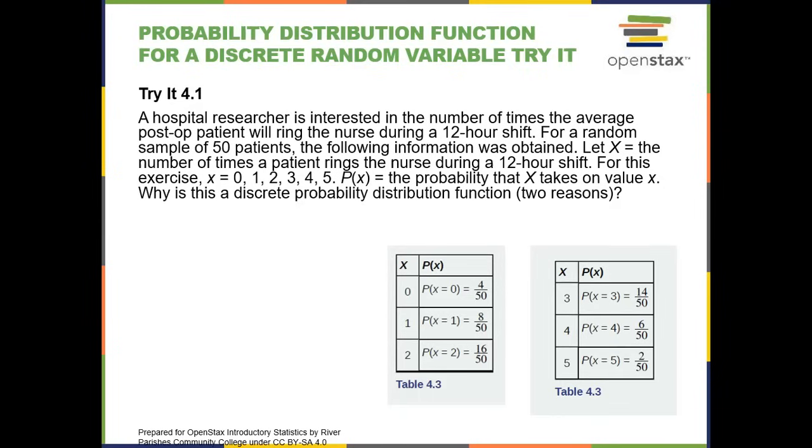So far I have 28 out of 50. Next I add 14 out of 50. 28 plus 14 is 42 out of 50. Then we add 6 out of 50, which is 48 out of 50. And the last one gives 50 out of 50. The sum of the probabilities is equal to 1. All the probabilities are positive, and they have values between 0 and 1 inclusive.